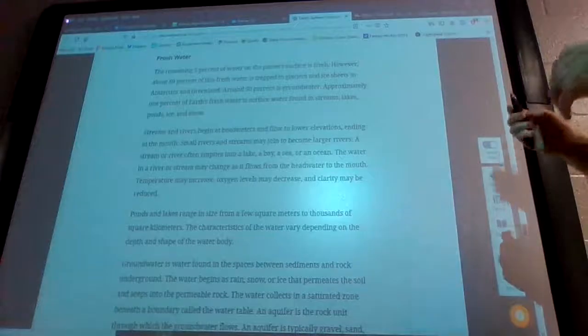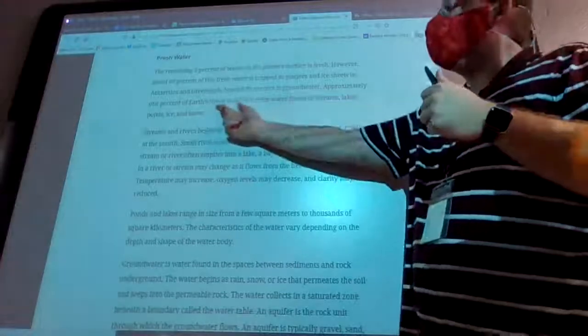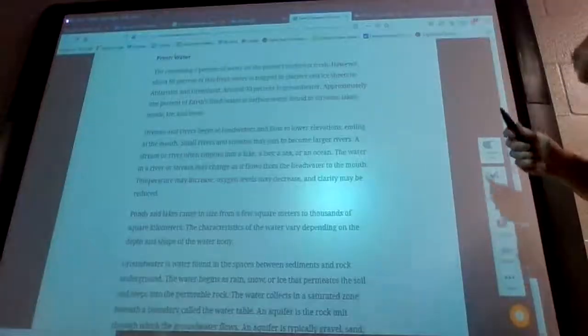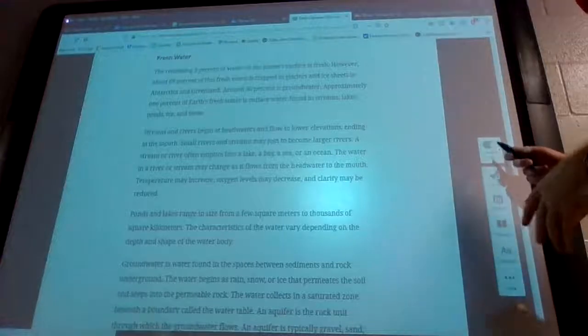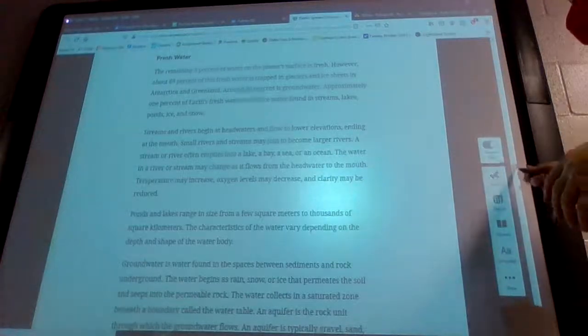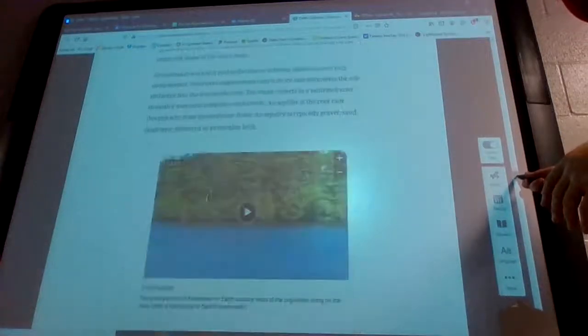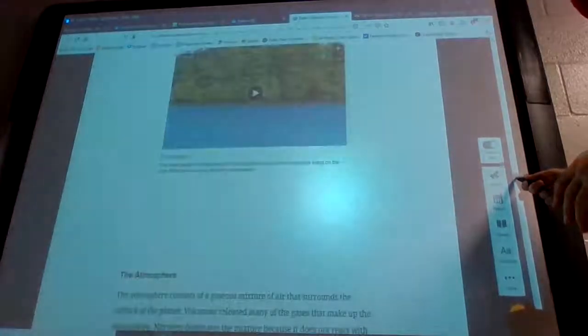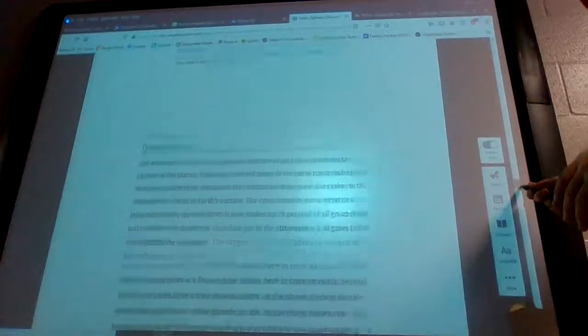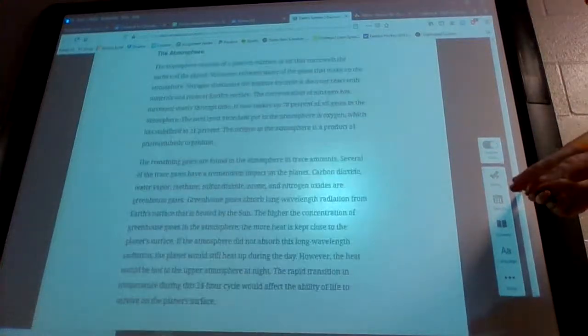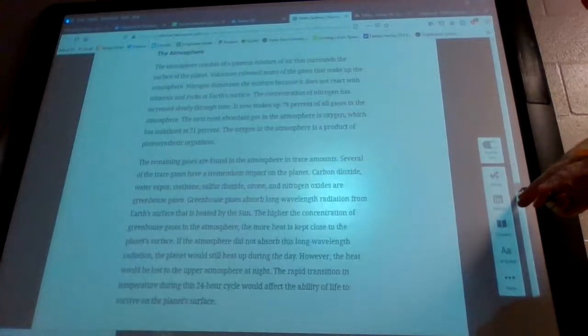It says about 1% of Earth's fresh water is surface water found in streams, lakes, ponds, ice, and snow. They talk about streams and rivers a little bit and some ponds, which we don't have to go deep into. They do have a 5-minute video on freshwater, which we'll see. I might check that out at the end, but I don't think we're going to do that.